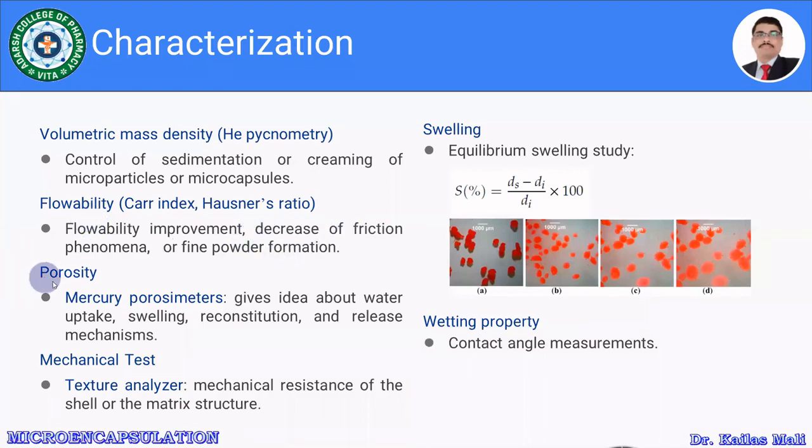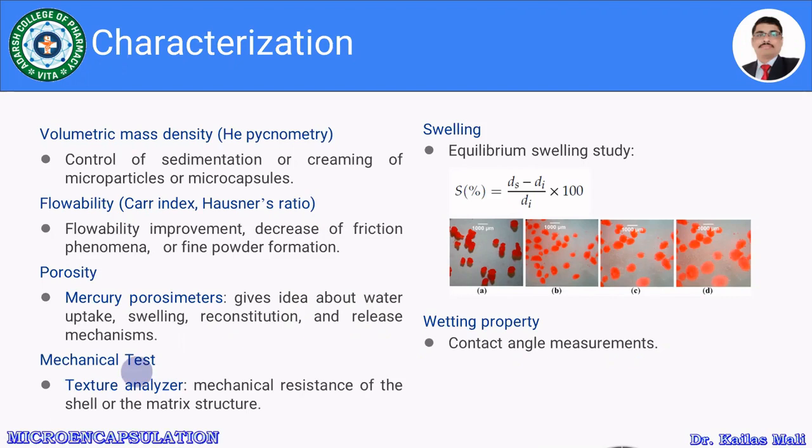Then the porosity. Porosity is one of the important parameters, and it will give us an idea about the water uptake, how the system is going to swell, how it is going to be reconstituted, and maybe the possible release mechanism by which the drug is going to be released from the specific system. Generally, mercury porosimeters are widely used to get an idea about the porosity of the microspheres.